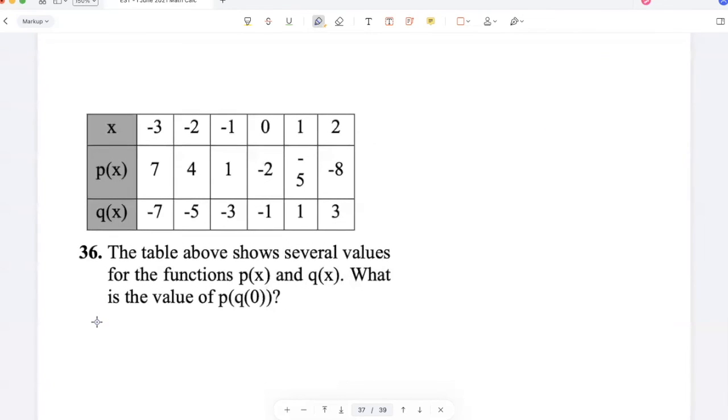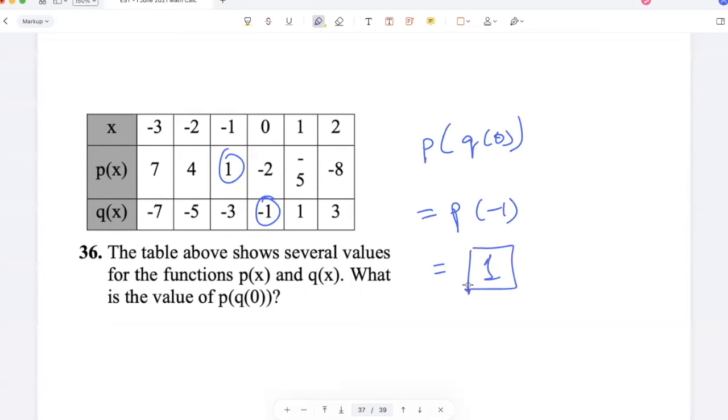The table above shows several values for the functions p of x and q of x. What is the value of p of q of 0? Okay, so what is q of 0? That's -1. And what is p of -1? That's 1. So 1 is my answer.